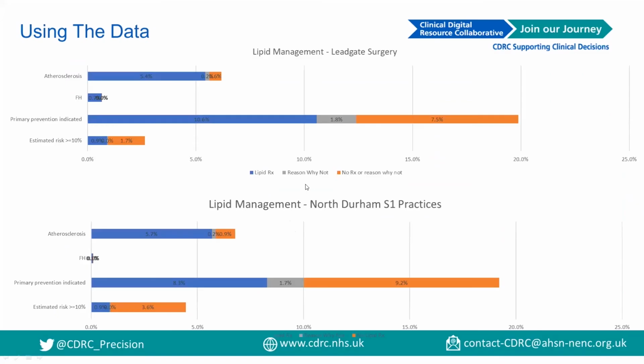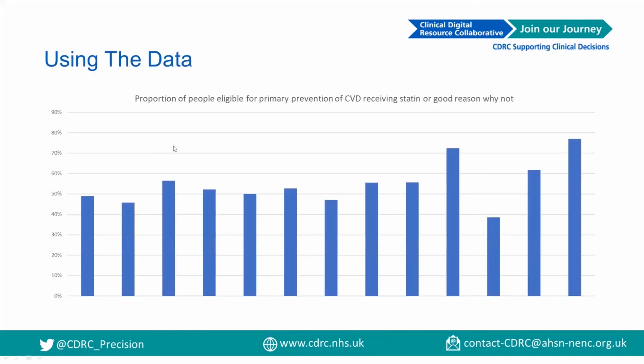analyzed separately. So, for example, this is some of this data extracted for comparing my surgery with the rest of my neighboring practices. And we can see how I'm managing in terms of the proportion of people who are having lipid treatment or have got a good reason why not, or are not having treatment. And we can see how we're doing in identifying those people who need primary prevention. These are the people still left to assess. This is an example of comparing the practices in my primary care network, seeing quite wide disparities in performance.